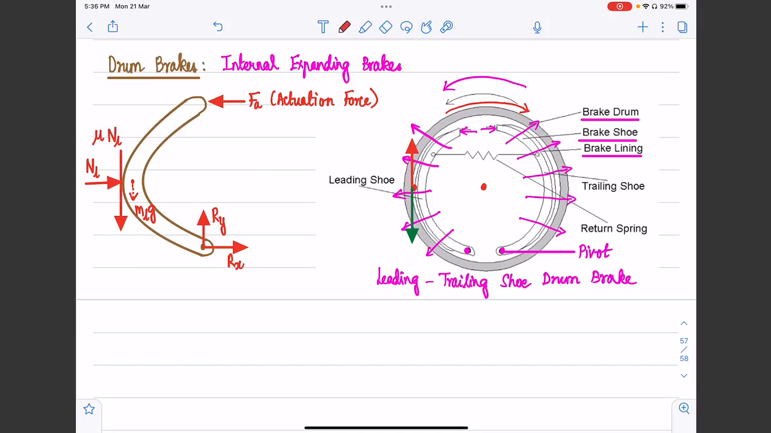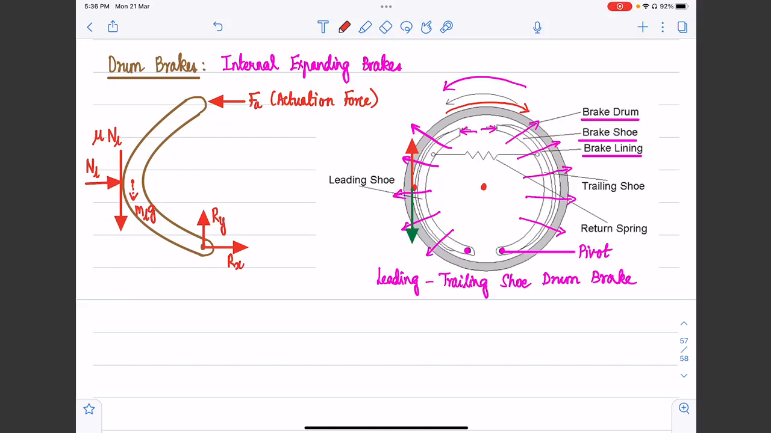So let me repeat the reasoning. Without loss of generality, we have assumed the brake drum to be rotating in the counterclockwise direction. So when I am standing at a lumped point of contact between the brake shoe and the brake drum, I would experience a friction force which is upwards and tangential to the brake drum and brake shoe at that point. So the consequent reaction force on the brake shoe will be in the opposite direction, and that's going to point downwards, right? So that's why mu N L is downwards. I hope it is clear.